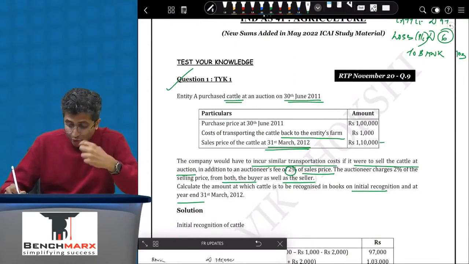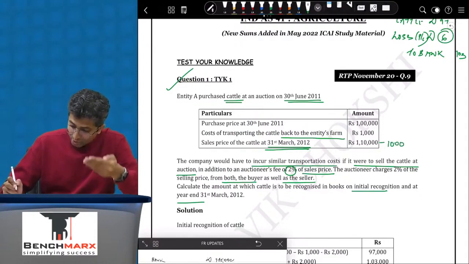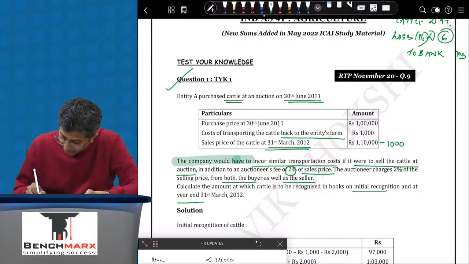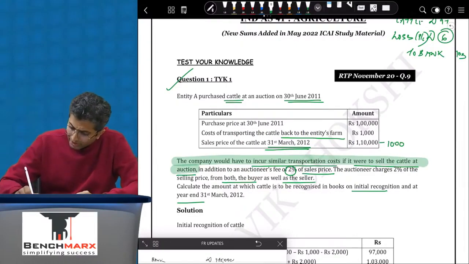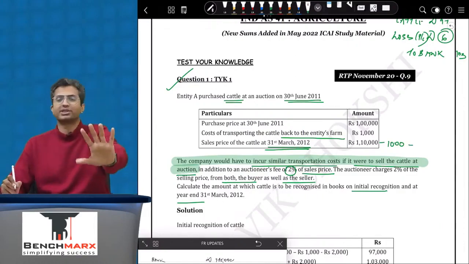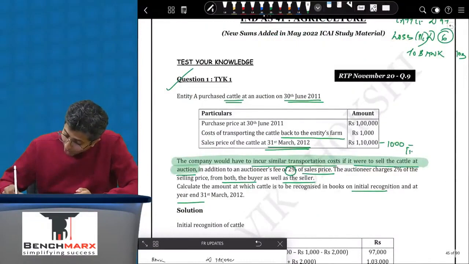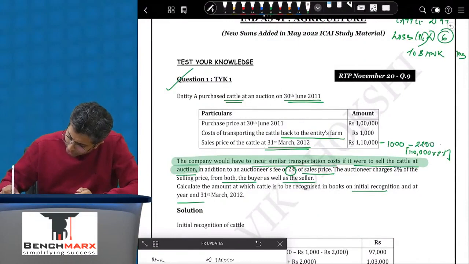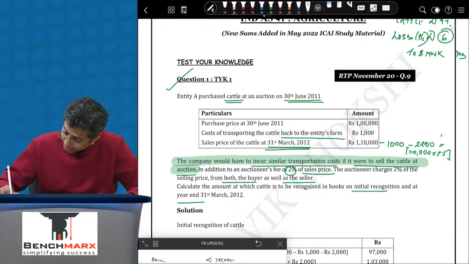However, 1,10,000 you will not get in hand. You will have to sell this by taking the cattle to the market. A cost will have to be incurred. The question says the company will have to incur similar cost if you were to sell the cattle at the auction. 1,000 rupees, assuming the cost remains the same. Apart from that, the auctioneer will charge 2% from the seller and the buyer. Buyer will have to pay, we don't care, but as a seller, we will have to pay. And as a result, 1,10,000 into 2%. If you calculate, this is I think 2,200, and hence 1,10,000 minus 1,000 minus 2,200 will come to 1,06,800.